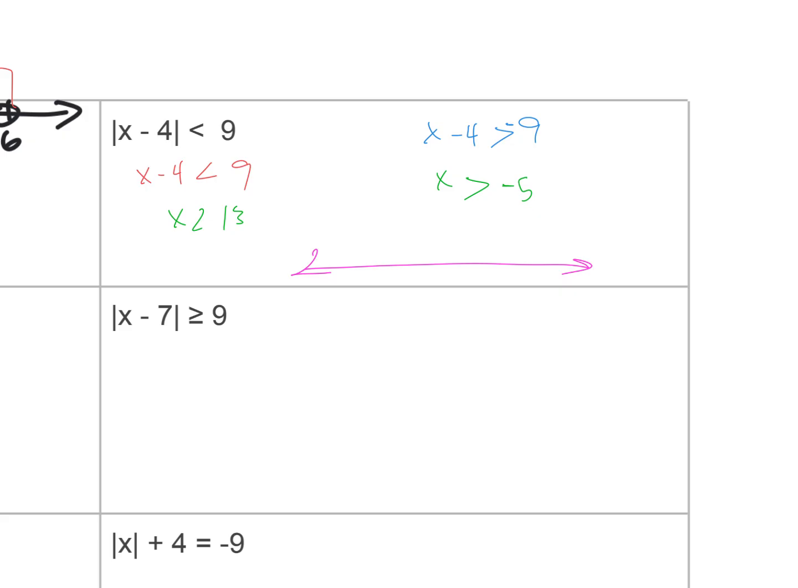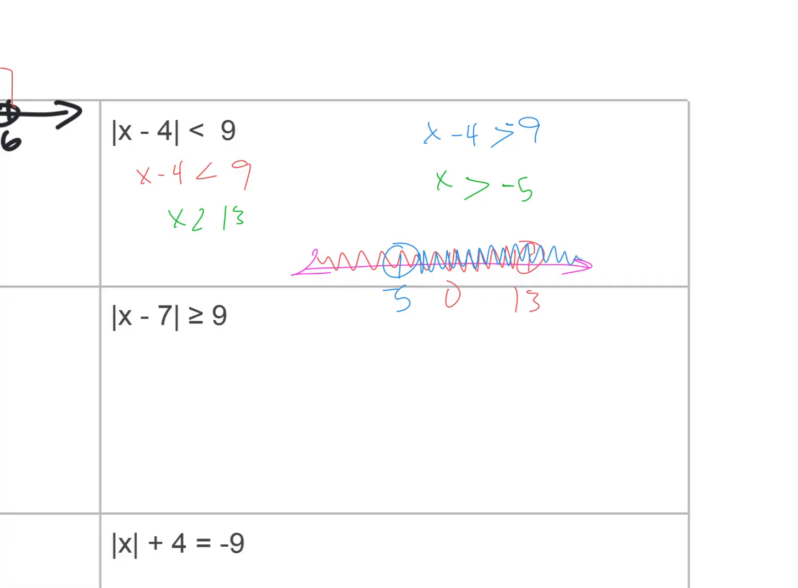So the first one, here I'll do the red one first. 0, 13, open circle, and we shade left. Blue one is at negative 5, open circle, and we shade to the right because it's greater than.